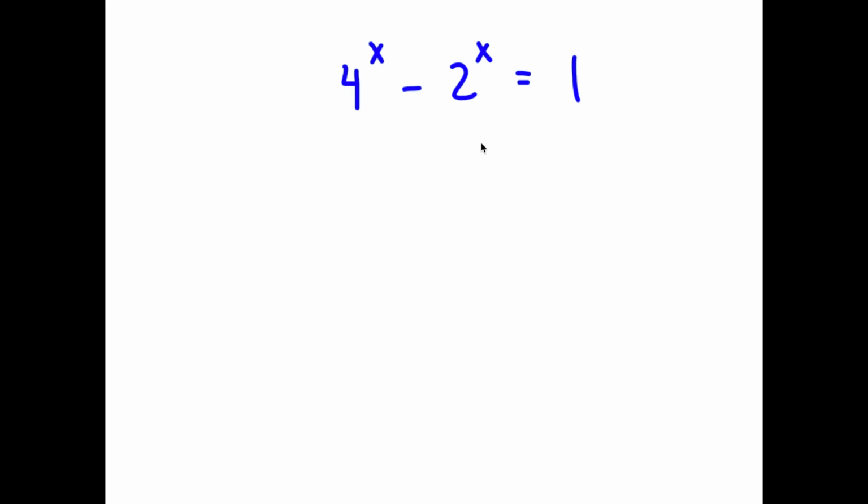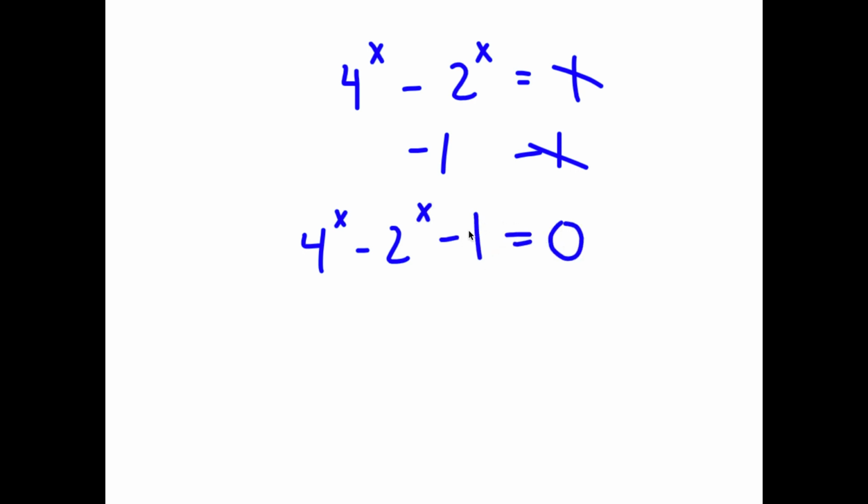Alright, so in this problem, I have 4 to the power of x minus 2 to the power of x is equal to 1. So to solve this, I'm going to first start by subtracting 1 on both sides. So then these two cancel out, and I have 4 to the power of x minus 2 to the power of x minus 1 is equal to 0.